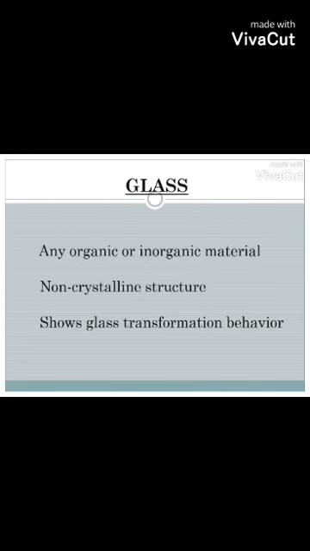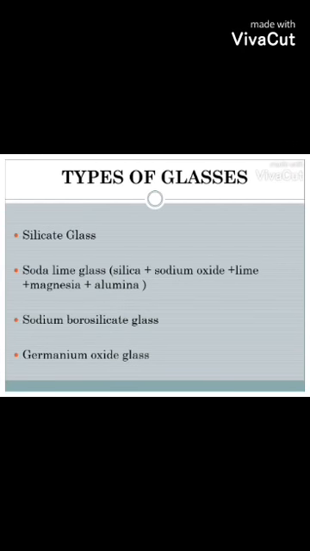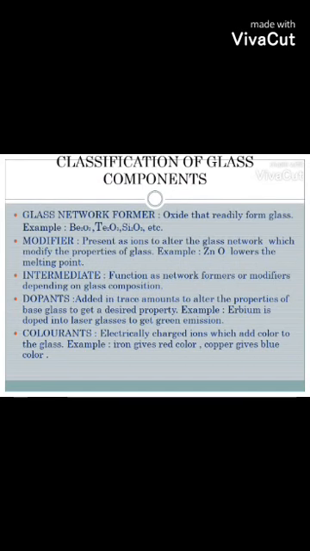So firstly, let us have some introduction of glass. Glass is any organic or inorganic material. It has a non-crystalline structure and it also shows glass transformation behavior. There are various types of glasses like silicate glass, soda lime glass, sodium borosilicate glass, germanium oxide glass. It has 5 components. Number 1, glass network former. Number 2, modifier. Number 3, intermediate. Number 4, dopant. And number 5, colorants.